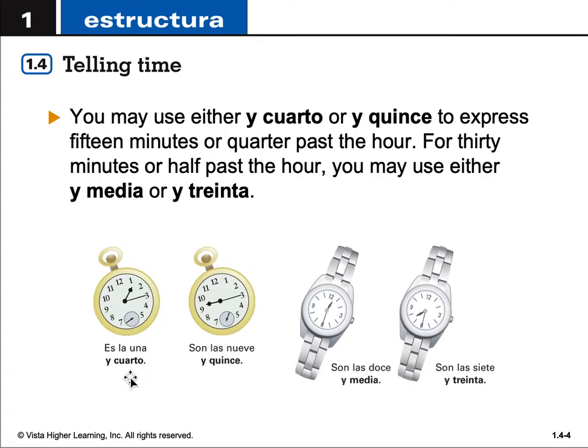So it's 1:15. We could either say es la una y cuarto or es la una y quince. It's 9:15. We could either say son las nueve y cuarto or son las nueve y quince. On the half past the hour, son las 12:30, or we could also say son las 12:30. It's 7:30, son las 7:30, or son las 7:30.